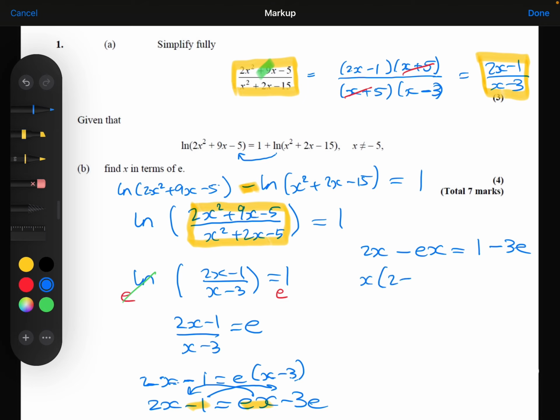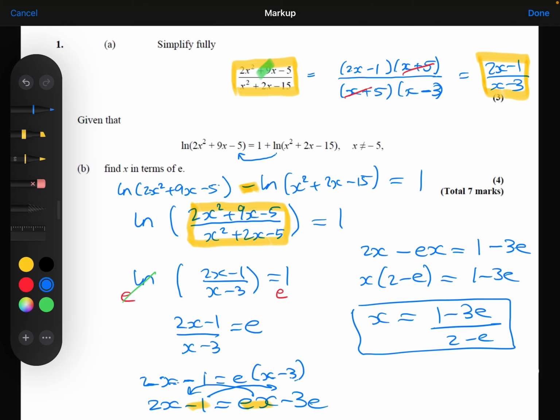Factorise the x, and then divide both sides by 2 − e. And that is x in terms of e.